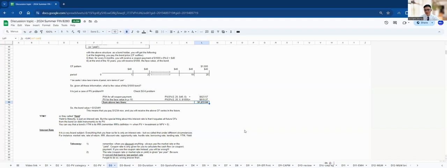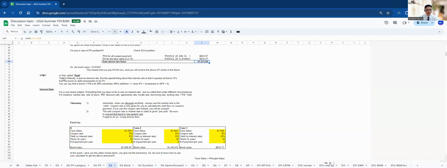If you're only going to offer a lower rate of return than the market interest rate, then of course not a lot of people are willing to buy, and the price is going to get lower. So this is how it works for a simple vanilla bond.